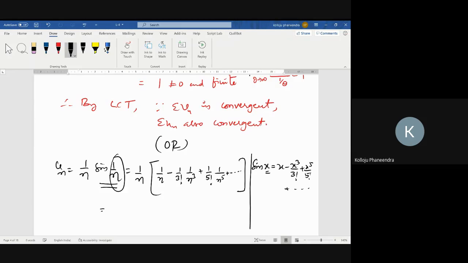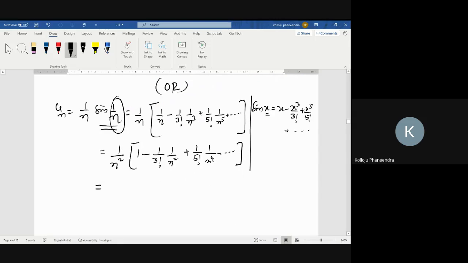Isn't it? Now take 1 by n common in the series. Outside it, 1 by n into 1 minus 1 by 3 factorial, 1 by n square, plus 1 by 5 factorial, 1 by n power 4, and so on. That is equal to 1. This is my un now. So choose vn as what? 1 by n square. That implies sigma vn equal to sigma 1 by n square is a convergent series.